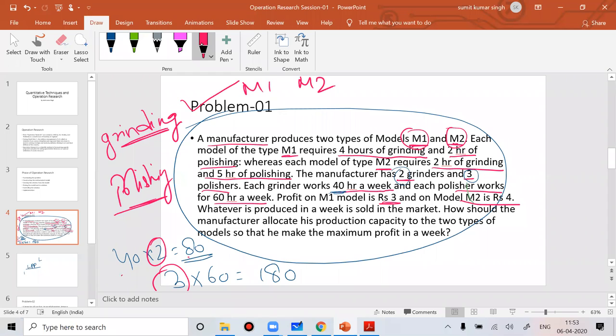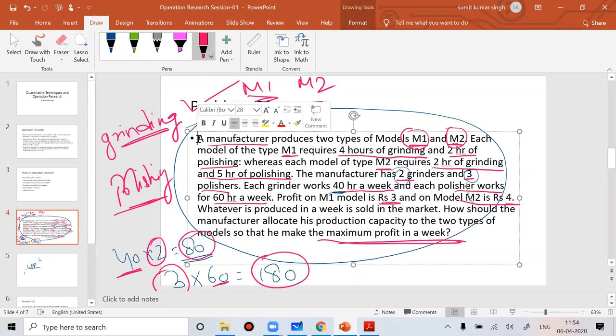And one grinder works for 40 hours a week and one polisher works 60 hours a week. So the total what you have, that is also given. And whatever you manufacture, M1 and M2, the profit on M1 is ₹3 and the profit on M2 is ₹4. And they're asking what is the maximum profit the company can get. So this is the problem.